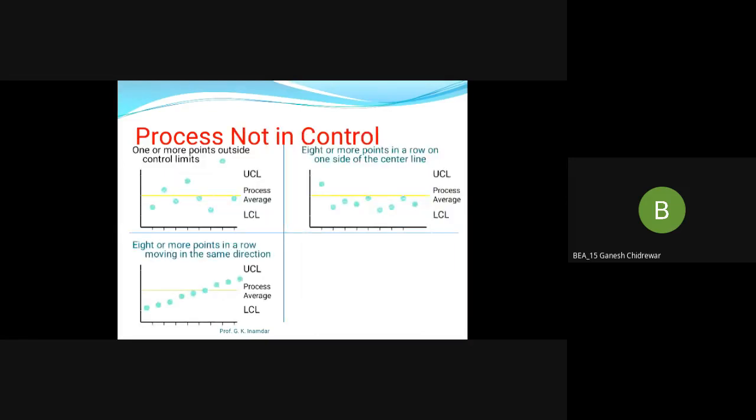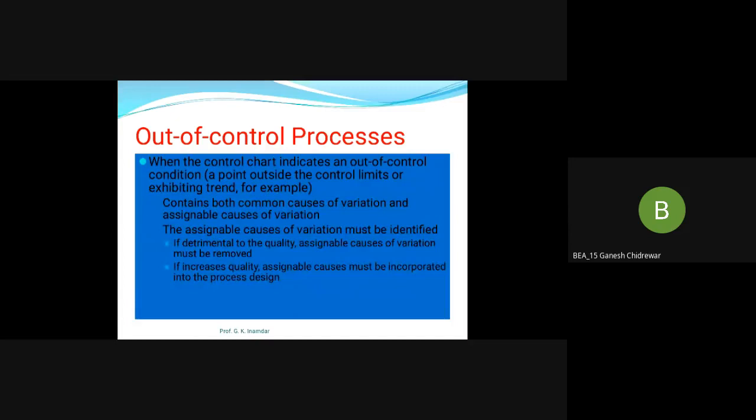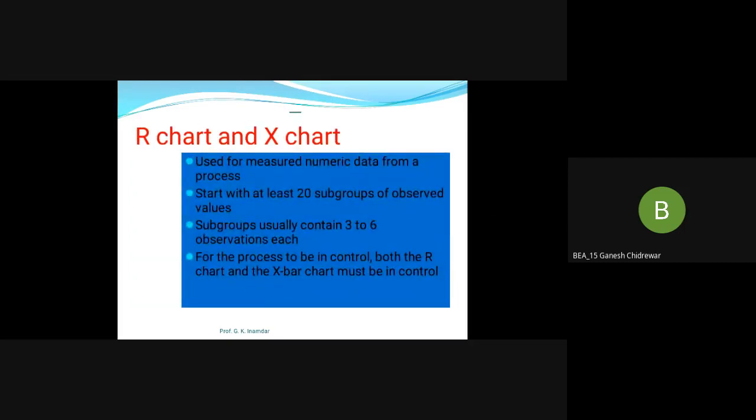We have already discussed what happens when the process is not in control, and how the graph will then be displayed. These are some precautions while checking or controlling the process. Now, the R chart and the X chart. These are charts given by some methods.